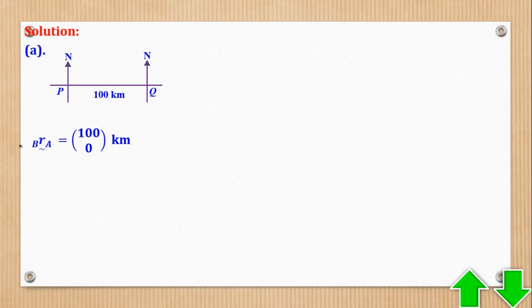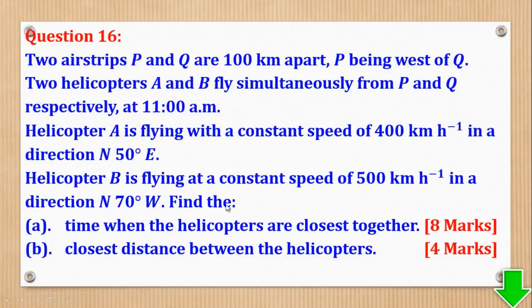Now why am I using RBA and not RAB? When they don't specify the order, sometimes they will specify the relative position vector, but when they don't specify, like in this question, what you do, you look at the velocities. This one for A is 400, for B is 500. So the velocity of B is bigger than the velocity of A, meaning the relative position vector will be B followed by A. That is why you have RBA. So that was this position.